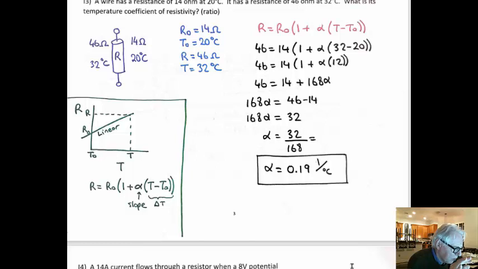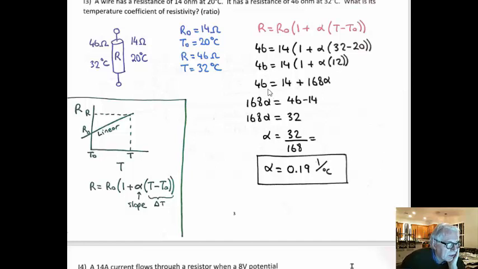So R equals R0 times 1 plus alpha T minus T naught. Sometimes in math you're taught to rearrange the equation to isolate the thing you want, but what you find in physics sometimes is it's best to put the numbers in first because things cancel. So we put in 46 equals 14, bracket 1 plus alpha, parentheses 32 minus 20. So the 32 minus 20 simplifies to 12.